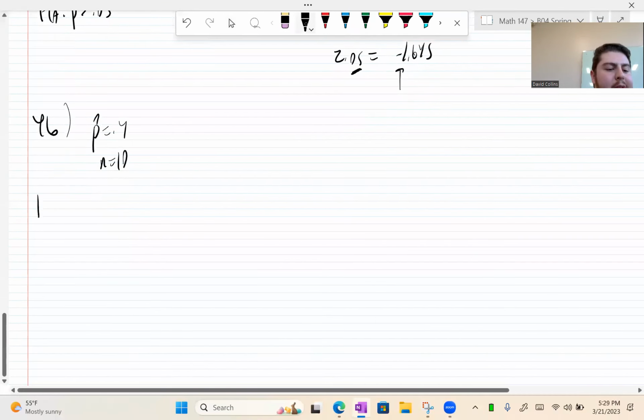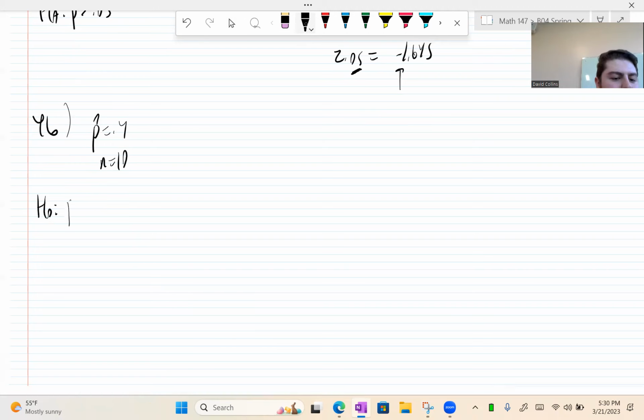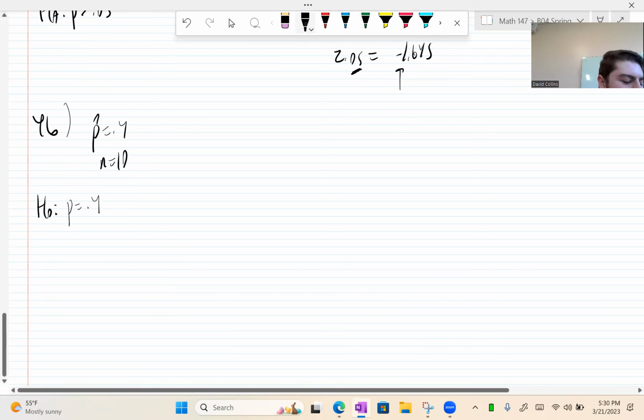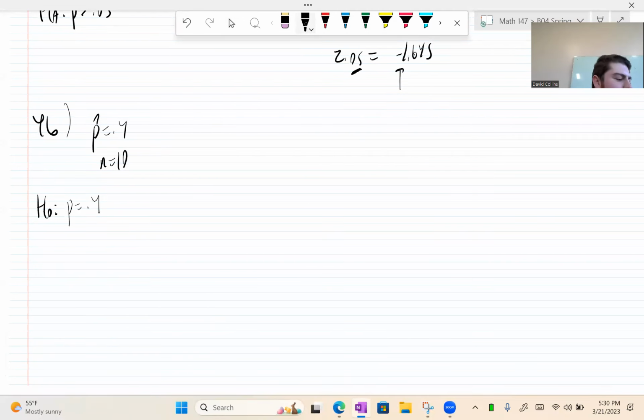Let's just do this test. The null hypothesis is that our proportion is 0.4. They're assuming that 40% are going to break.